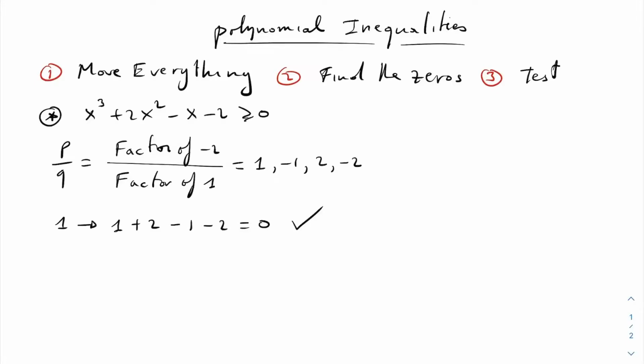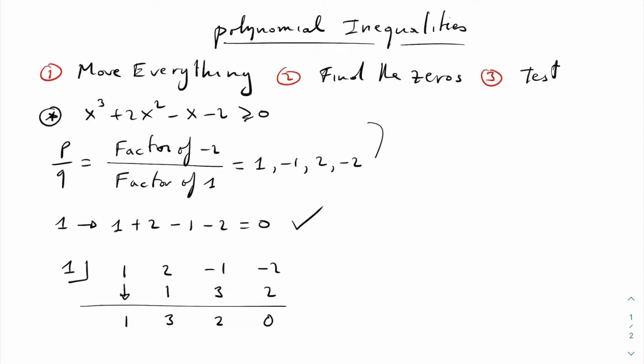And so I'm going to have 1 here in the corner. Then I'm going to have the coefficients of my polynomial here. It's going to be 1, 2, negative 1, and negative 2. So from there, I can start the process. I'm going to bring the 1 down. That's going to be 1. And then 1 times 1 is 1. 2 plus 1 is 3. 3 times 1 is 3. Negative 1 plus 3 is 2. And then 2 times 1 is 2. And finally, negative 2 plus 2 is 0, of course.